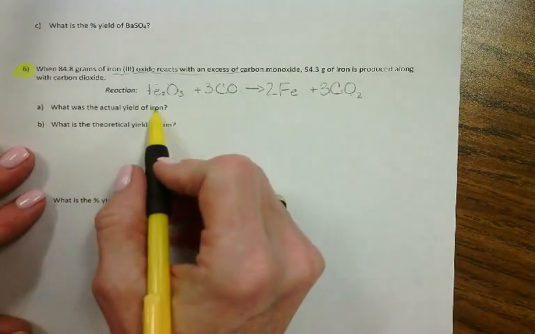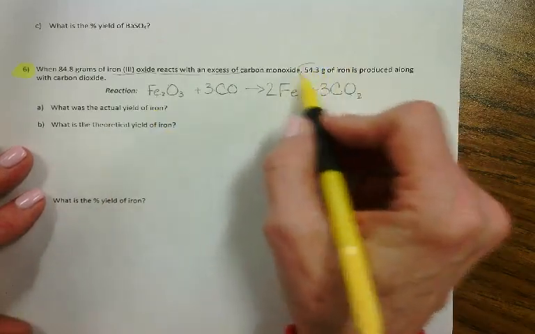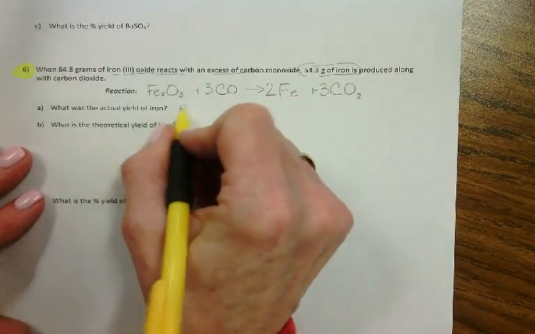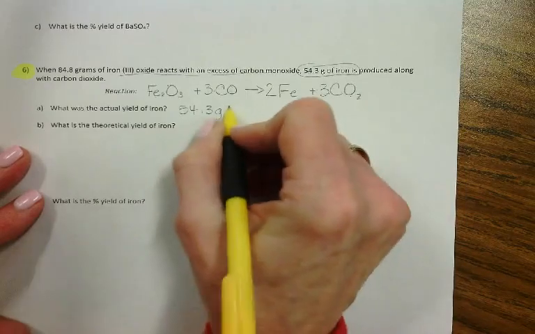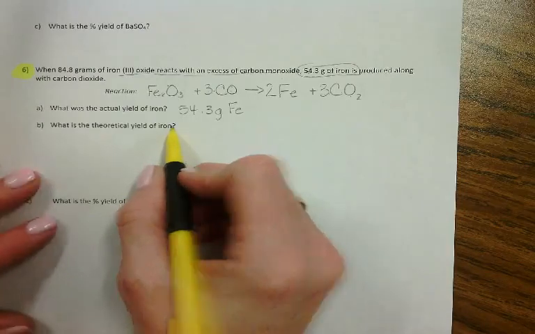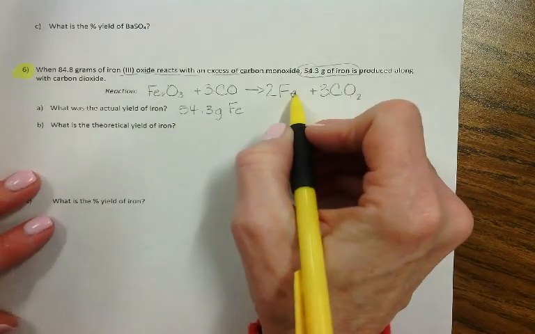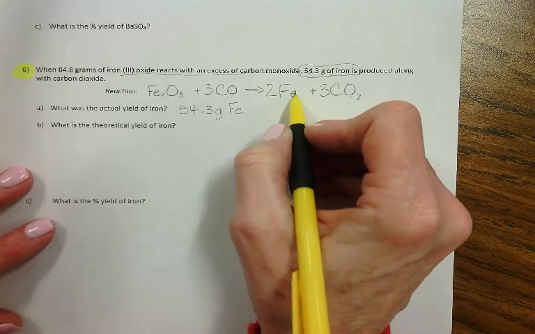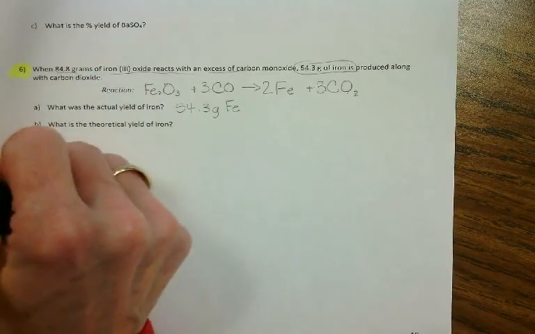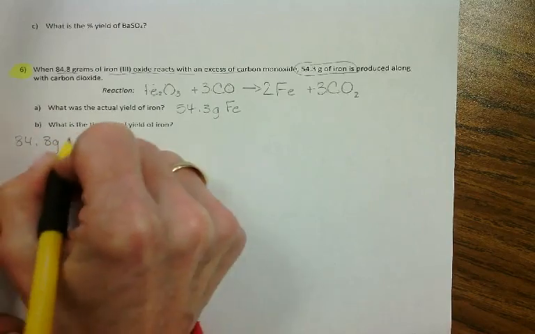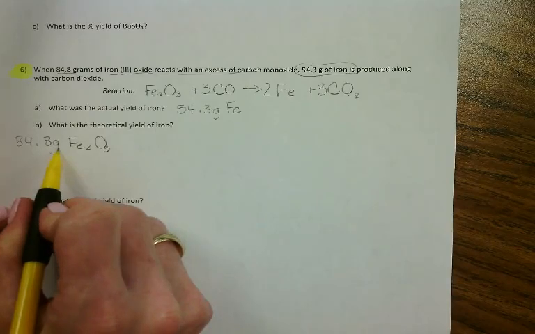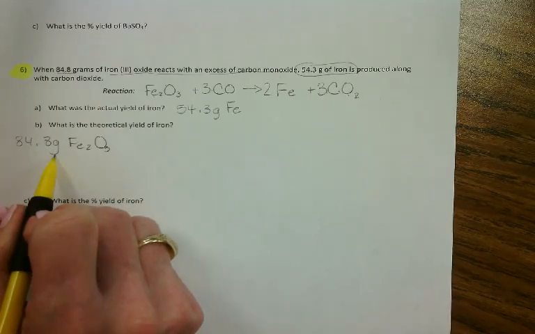So what's the actual yield of iron? Okay, that's my actual yield. It says 54.3 grams of iron is produced. 54.3 grams of iron. That's my actual yield. What's the theoretical yield? Well, the theoretical yield is how much iron I make in a stoichiometry calculation. So the only number that I have is 84.8. So this is not a limiting reactant problem. I know that I'm given 84.8 grams of iron 3 oxide. Okay, I'm going to calculate how much iron is made with 84.8 grams of iron 3 oxide.